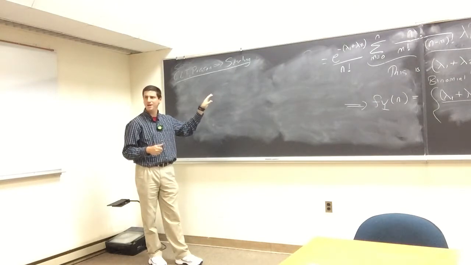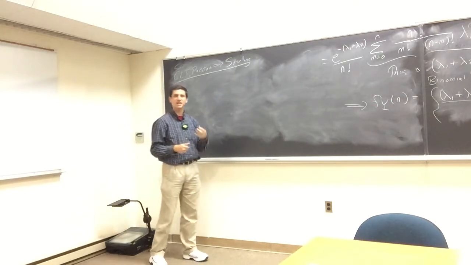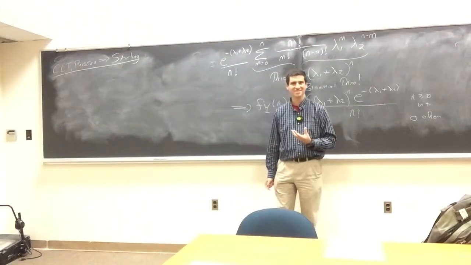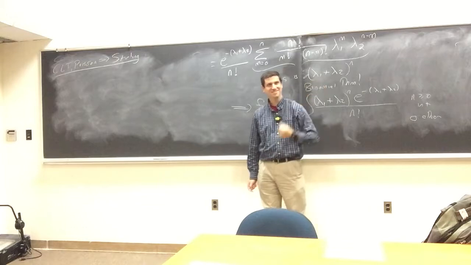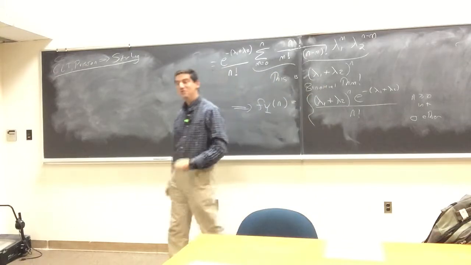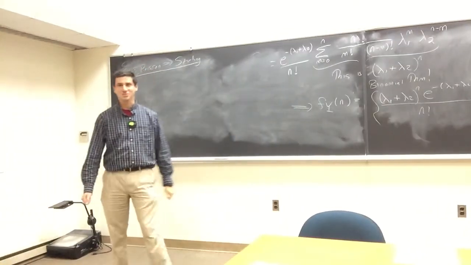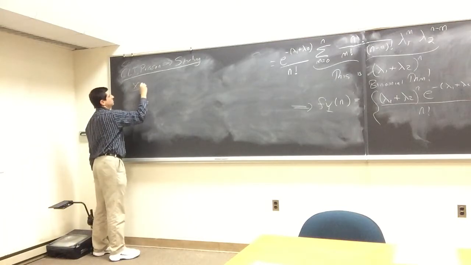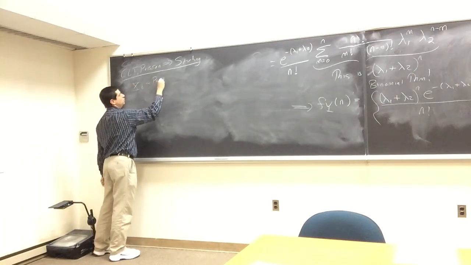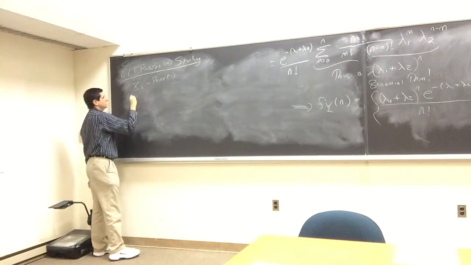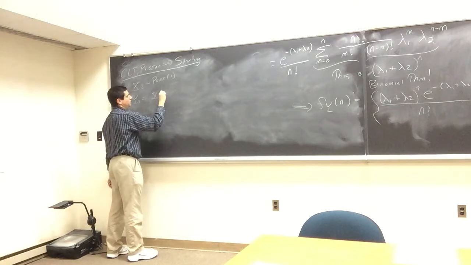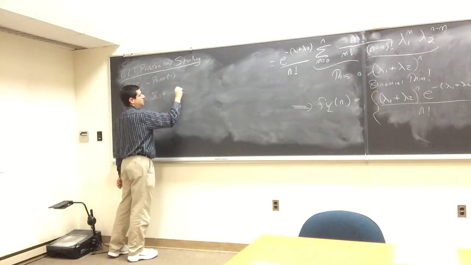The square root of 2 pi, that seems strange. Can anybody think of anything that has a square root of 2 pi in it? The density of the normal distribution. That's where it's coming from. So let's say each Xi is Poisson with parameter 1. Let's let Yn be X1 plus through Xn.